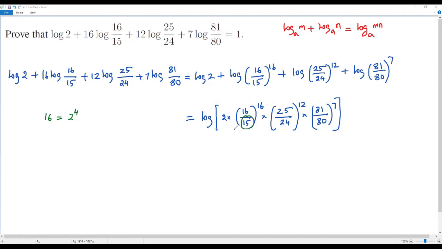Now let me take this 15. So this 15 can be written as 3 times 5. Here both 3 and 5 are prime numbers. So 3 times 5 is a product of the prime factors of 15.